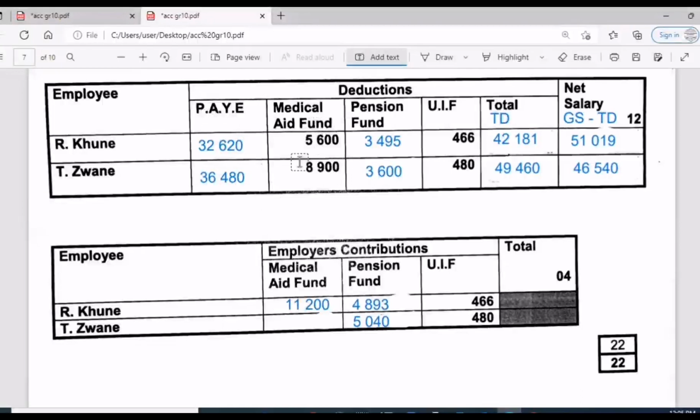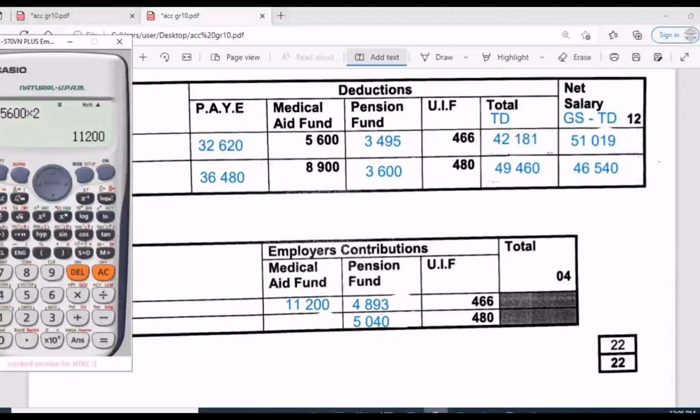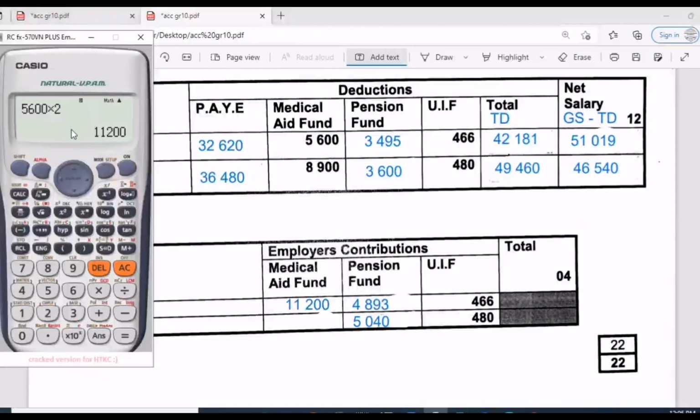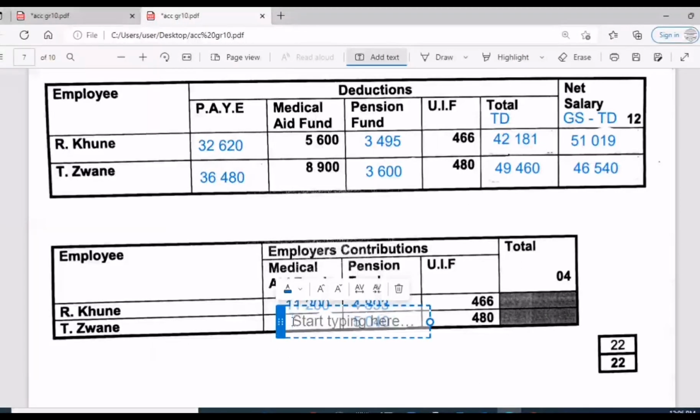And the medical aid deduction for Zwane is 8.9. So 8.9 multiplied by 2 gives us a total of 17,800. So then we're done.